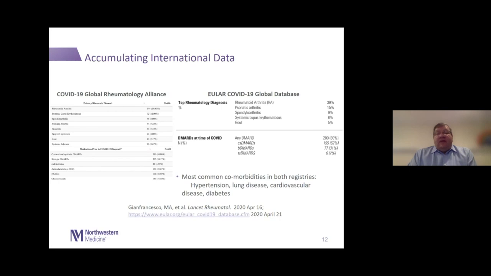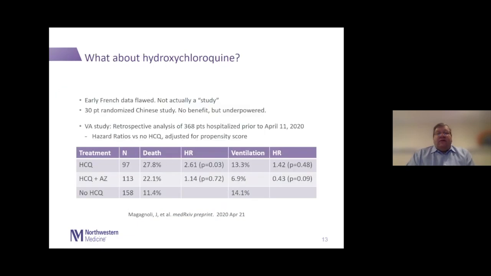The comorbidities seen in these patients are the same comorbidities that we're used to seeing with this infection overall: hypertension, lung disease, cardiovascular disease, and diabetes. Next slide. And then finally, in the last few seconds here, I want to talk a little bit about hydroxychloroquine. This has obviously been a lot in the news lately. A number of different looks at this.